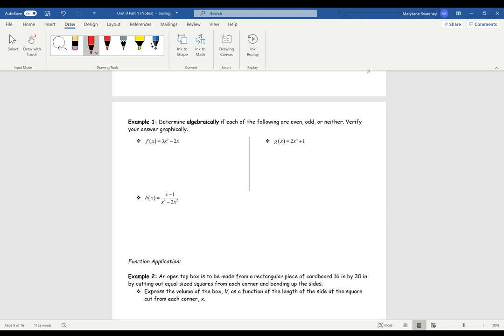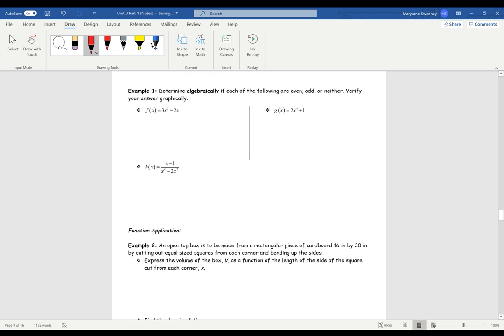Okay, so if we do f of negative x here, 3 negative x to the third minus 3 times the negative x. A negative to the third is negative, so this would ultimately be negative 3x to the third. Negative times a negative is positive. So when I compare it to the original, both terms are negated, which means this is an odd function.